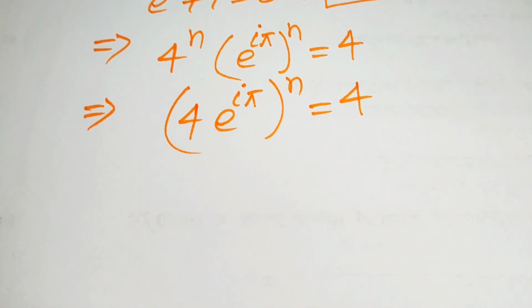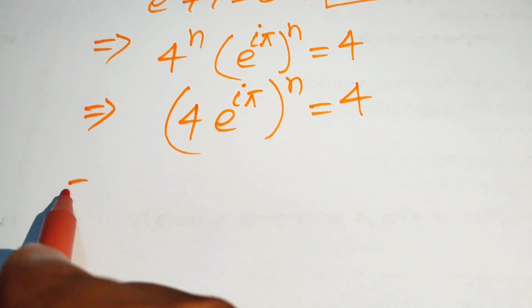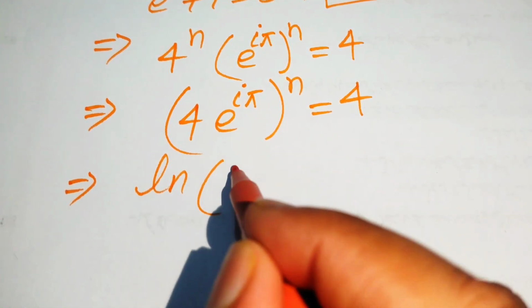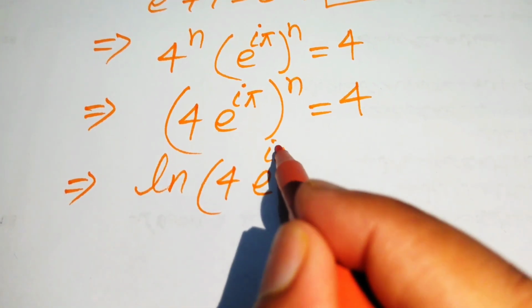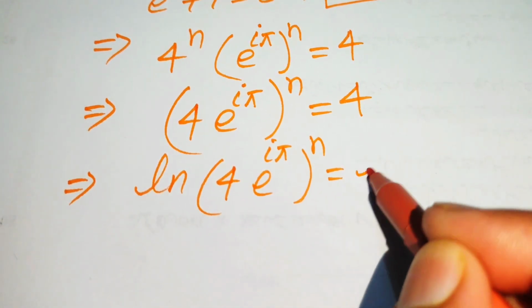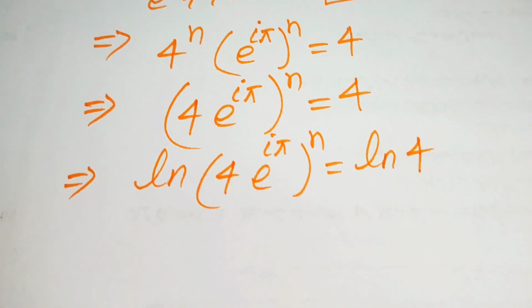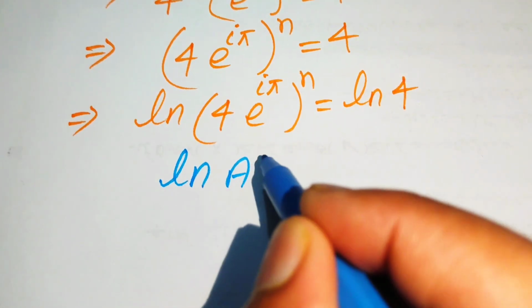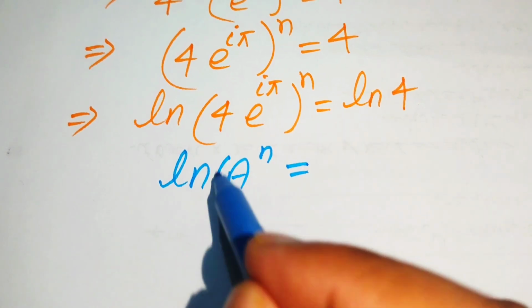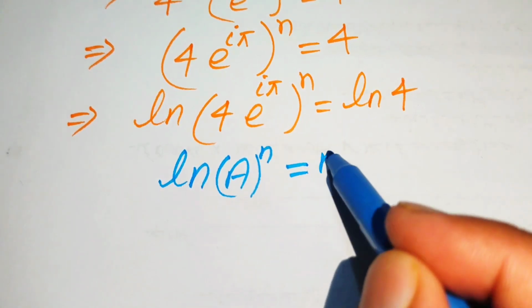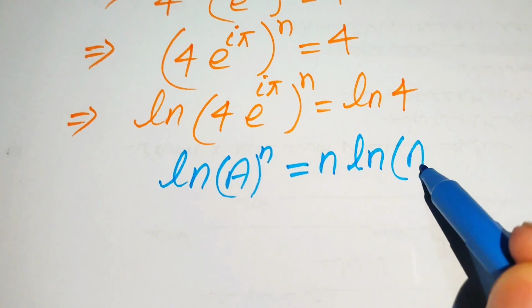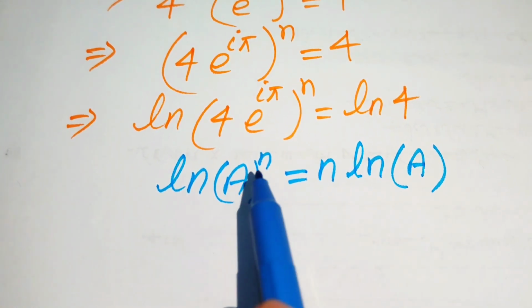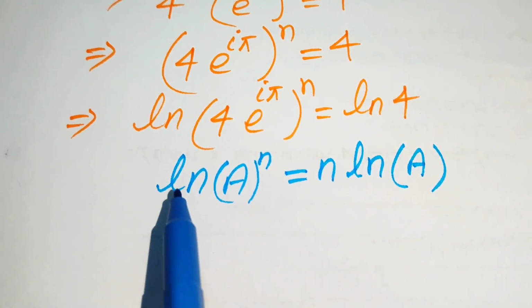Now in order to find the value of n, we need to take the log on both sides. Here we take the natural log on both sides, and it will be written in this form: (4 times e to the power of iota pi) to the power n equals log of 4. Here we use the property of log: if you have log of a to the power of n, it will be written as n times log of a. In this property we just move this exponent in front of the log.